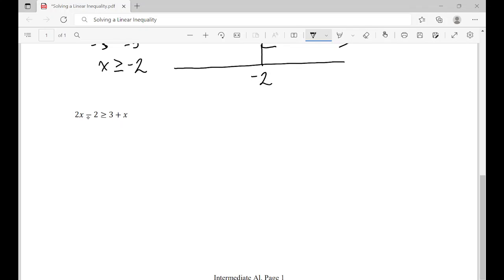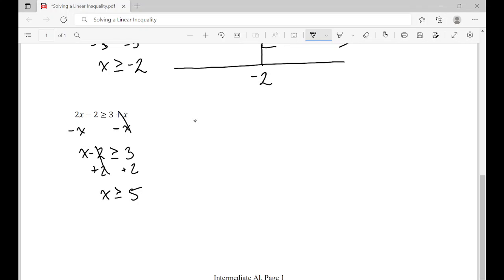Last, 2x minus 2 greater than or equal to 3 plus x. I'm going to get all my x's to the left, so I'm going to subtract x from both sides. Cancels out, so I get x minus 2 greater than or equal to 3. Going to add 2 to both sides. Cancels out. Get x is greater than or equal to 5.